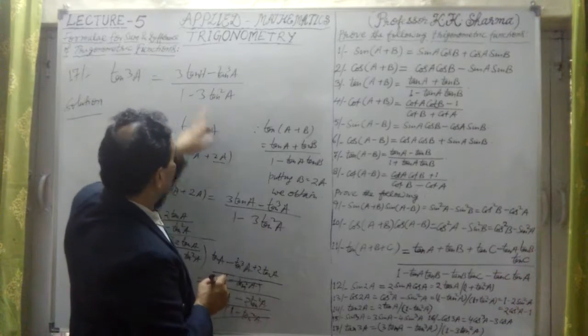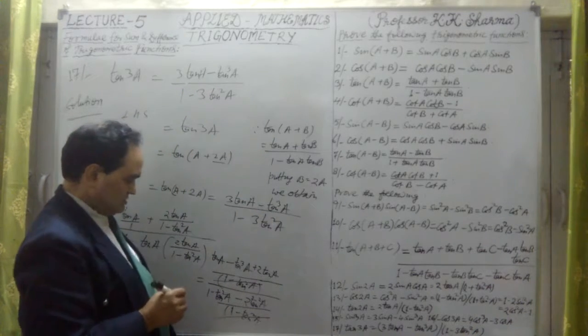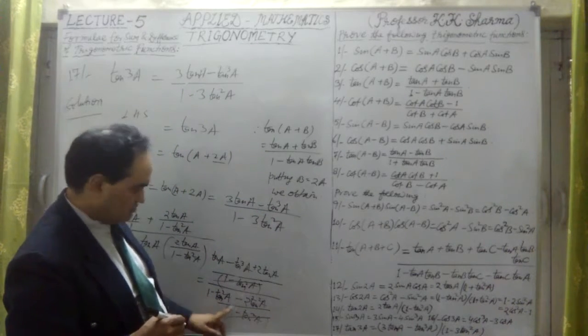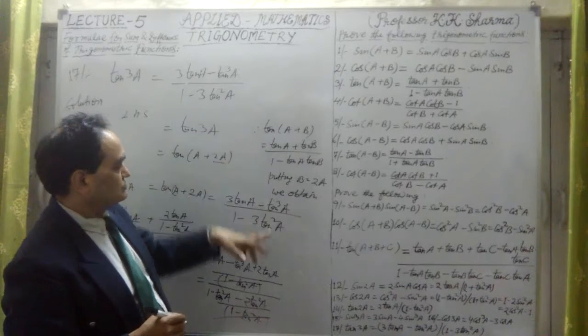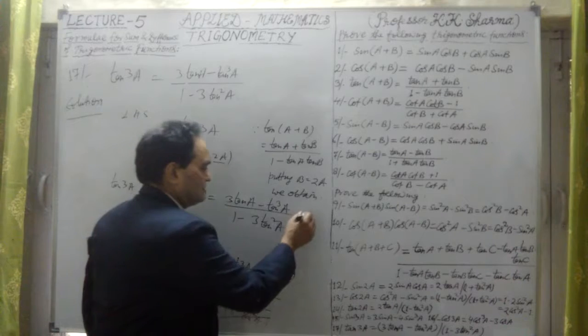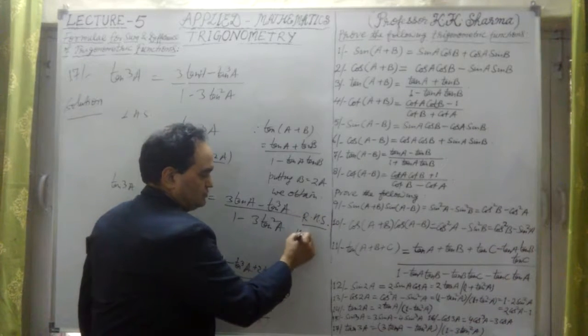1 minus 3 tan square A, 3 tan A minus tan cube A in the numerator. Denominator we have obtained is 1 minus tan square A minus 2 tan square A, that means 1 minus 3 tan square A. Same value is obtained here. Hence proved.